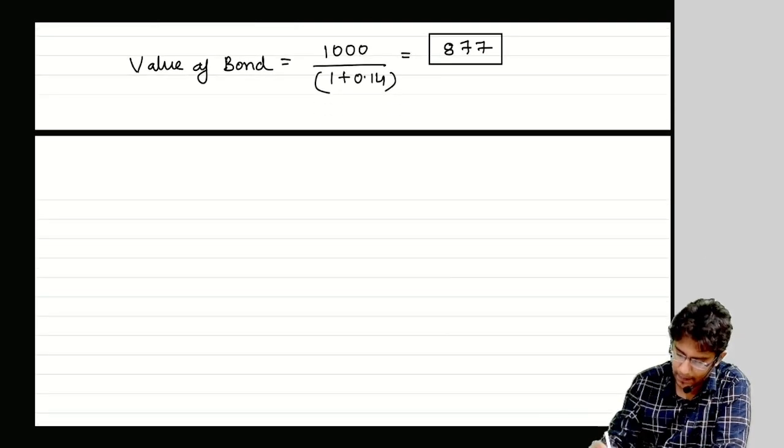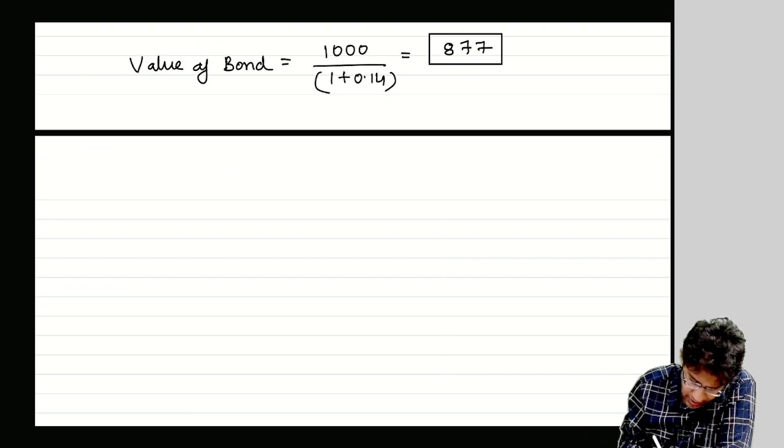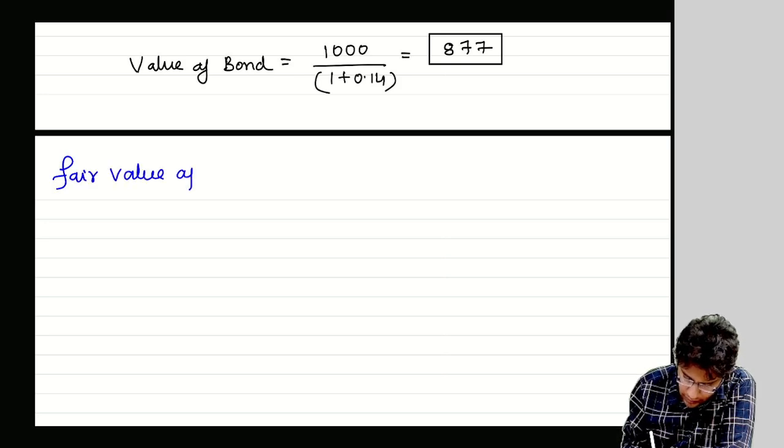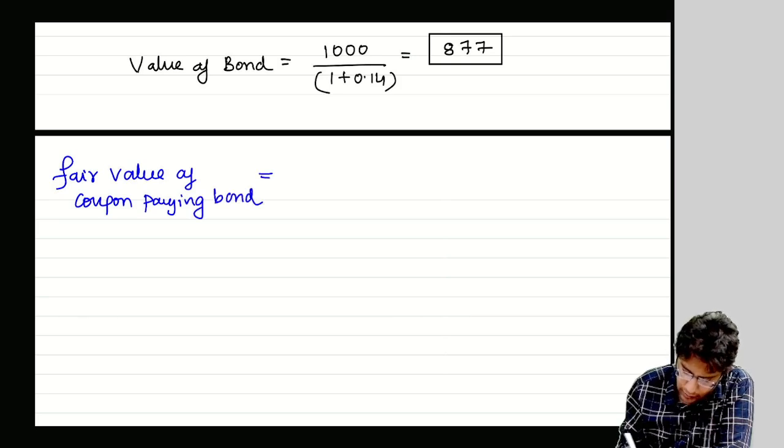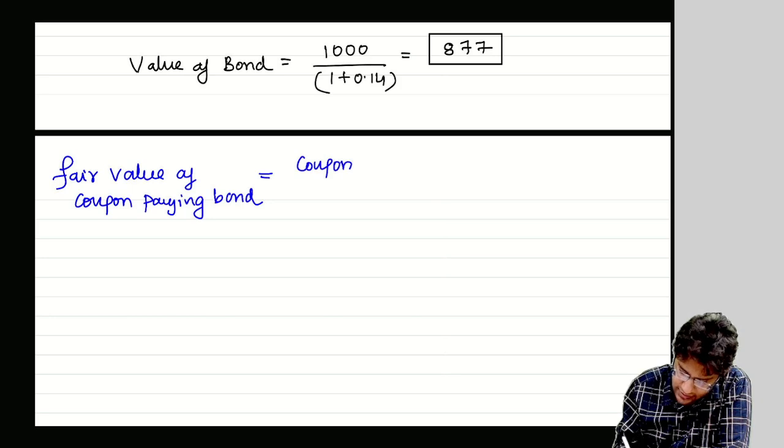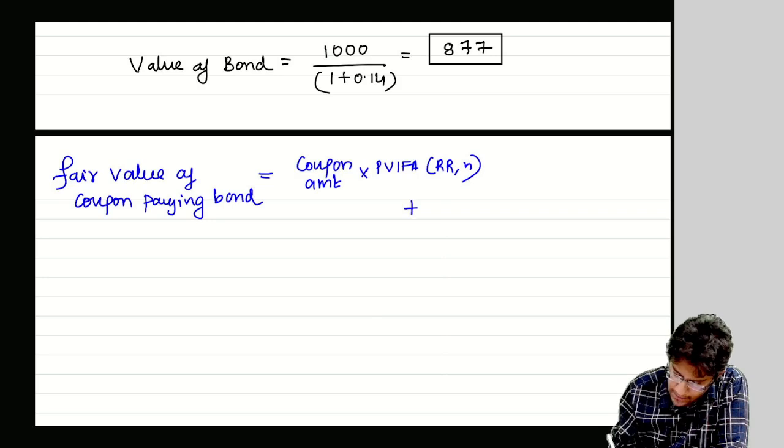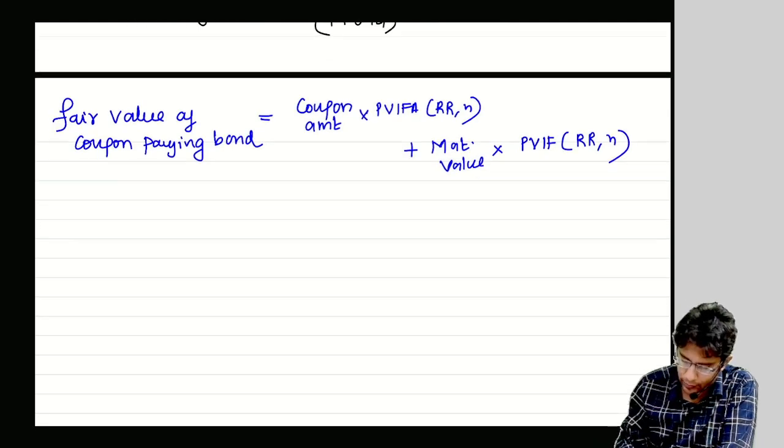Now, tell me this. Okay, summary. Fair value of a coupon paying bond, we already discussed this. Take the coupon amount, multiply it with PVIFA for n periods, plus maturity value into PVIF. This will come only once. Correct, no sir? This is the coupon paying bond. Next one.